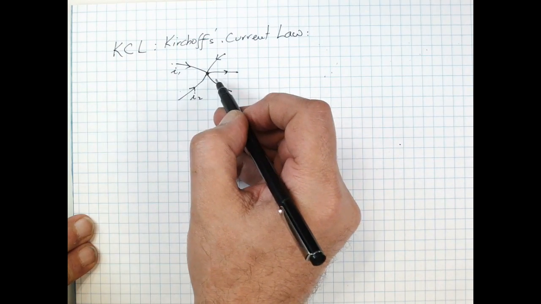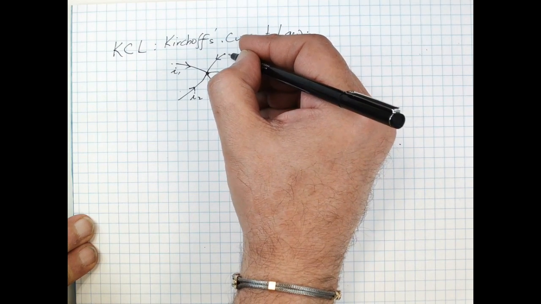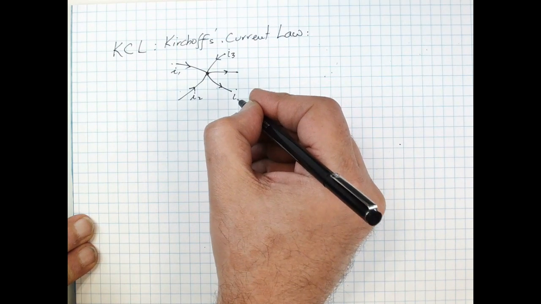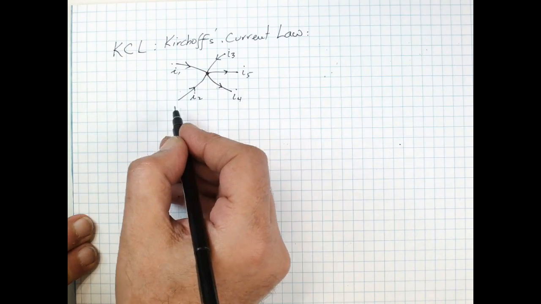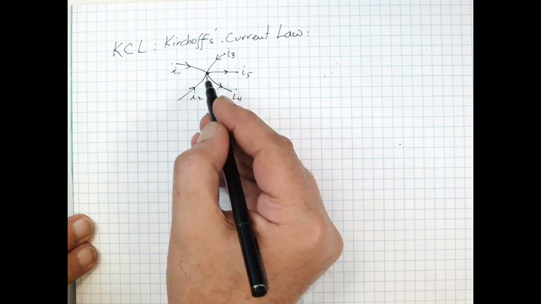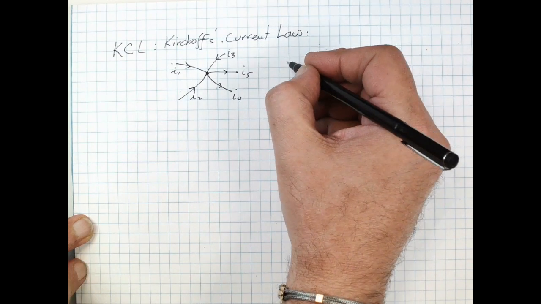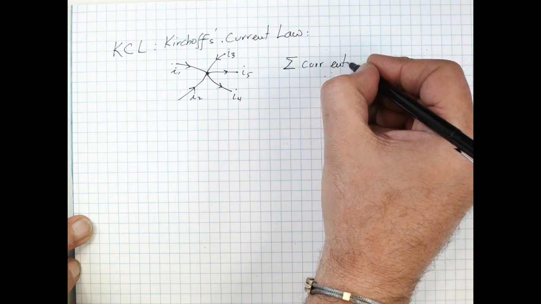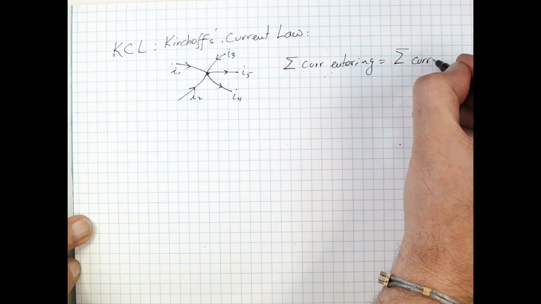So if we assume that these are branches where current is flowing in these wires, and there are different currents flowing in these wires, you've got I1 coming in here, there's I2 entering, there's I3 entering, then I4 is leaving, and I5 is leaving. Essentially, what it says is that the sum of all the currents entering is equal to the sum of all the currents leaving a node.